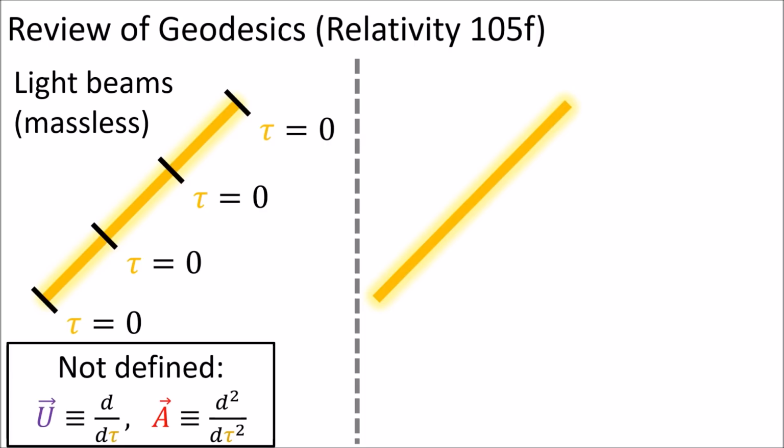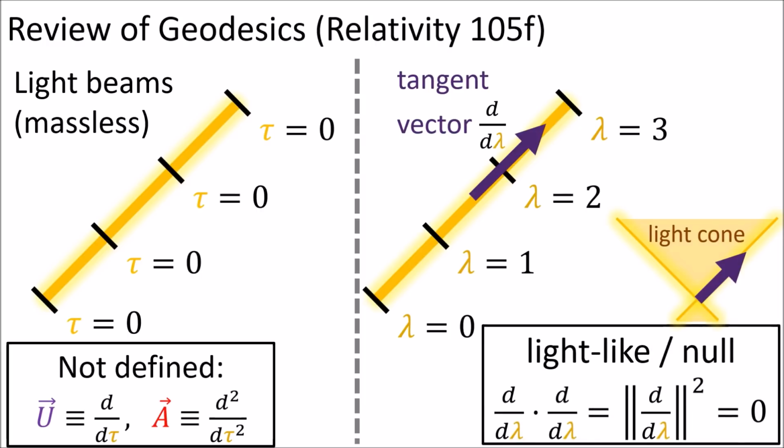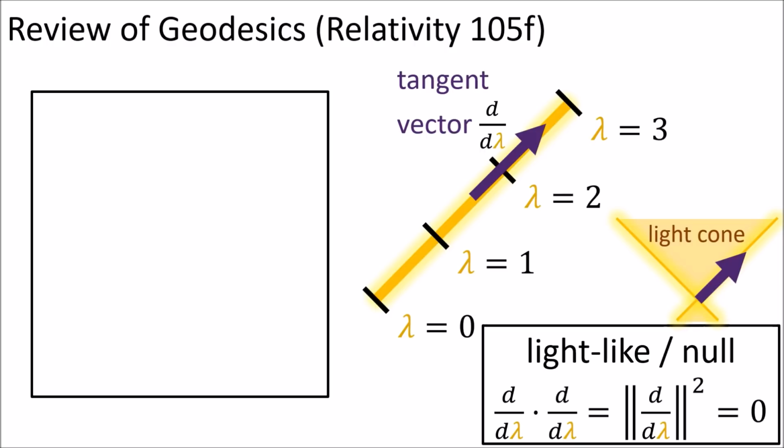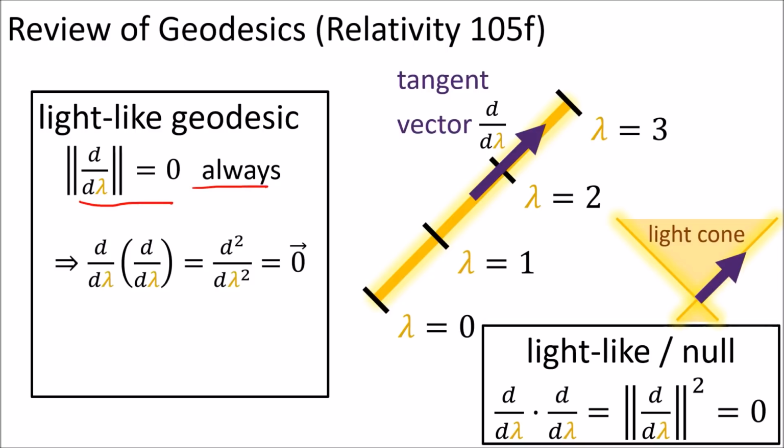Instead, we parameterize light-like paths by a generic path parameter lambda, which gives tangent vectors d by d lambda along the light world lines. These tangent vectors always live directly on the light cone, so they are called light-like vectors, or null vectors, because their squared length is 0. A light-like geodesic is a geodesic where every tangent vector along the path is light-like, so the rate of change of these tangent vectors is 0.